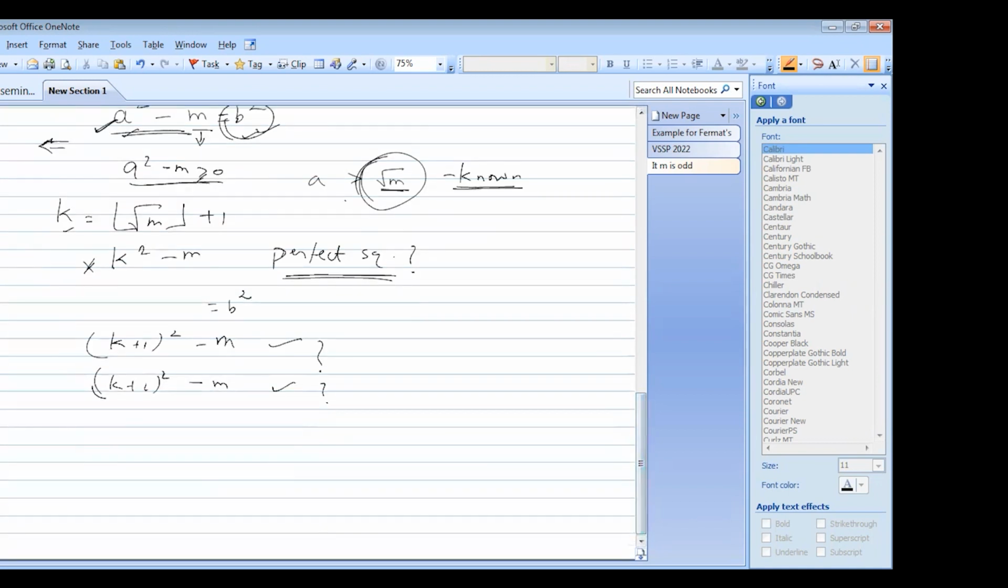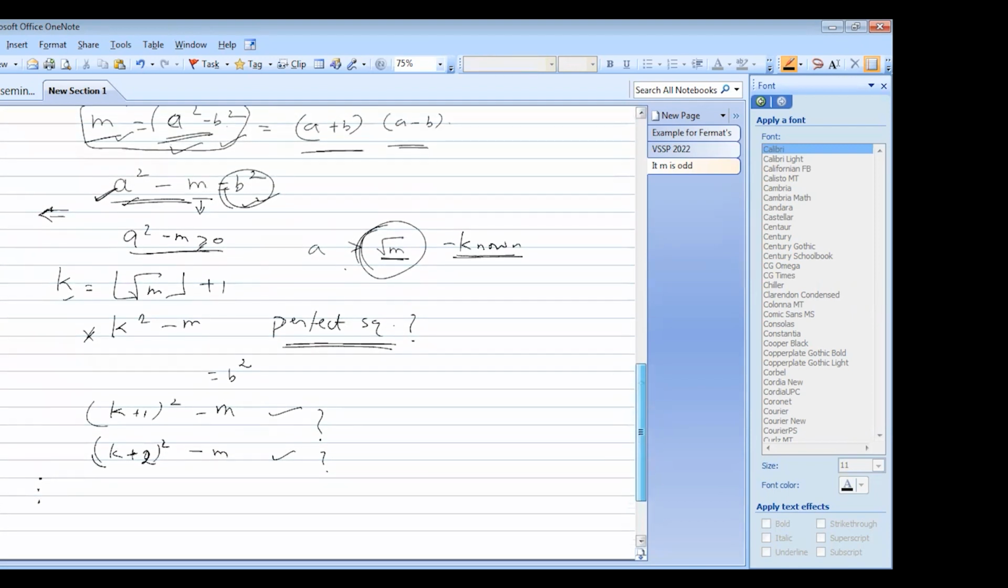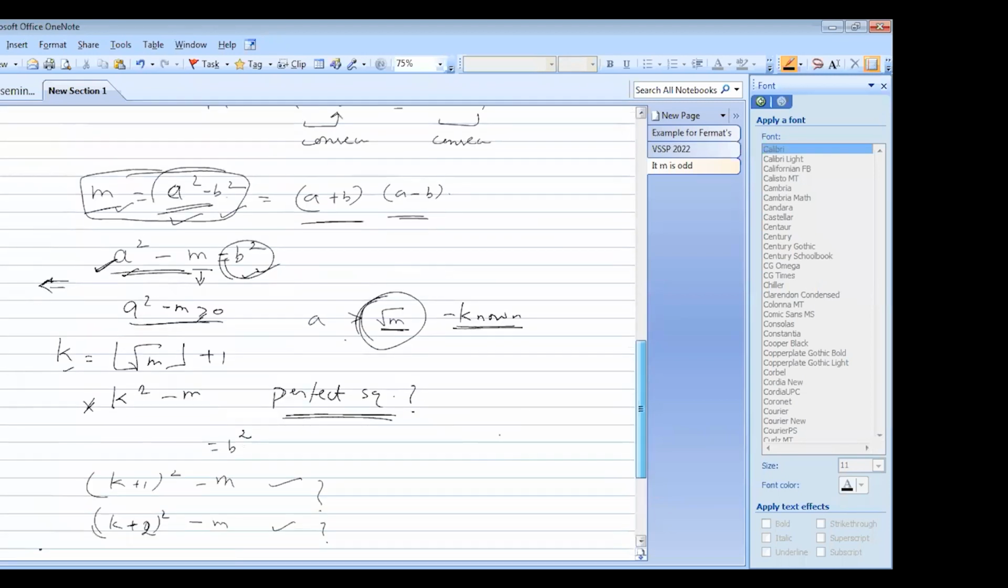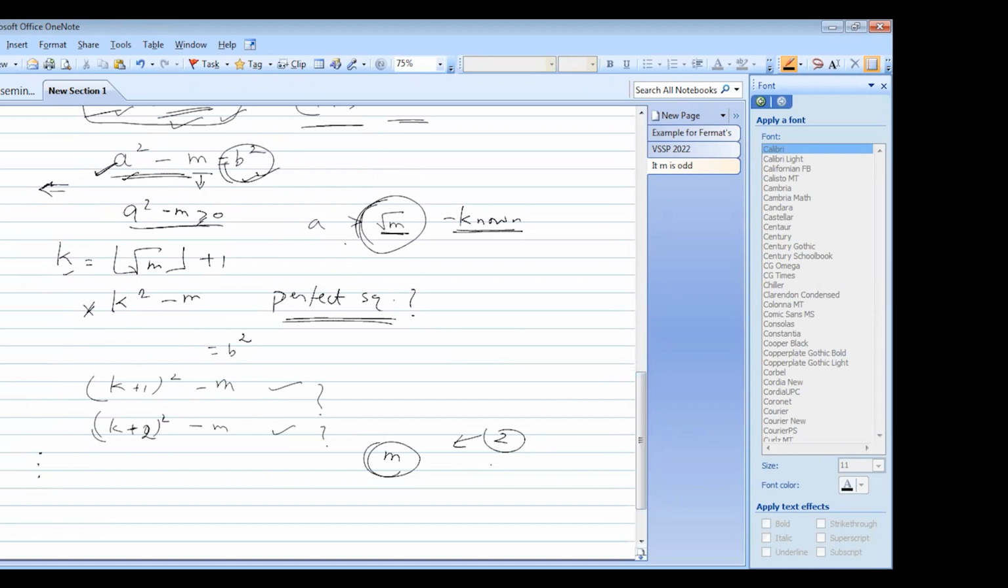What is the guarantee that this process will end? We have already one representation, so we are assuming one thing. If I have any number m, we can extract all the factors of 2 from it. That's why we are considering m only as an odd integer. If m is an odd integer, then m is nothing but ((m plus 1) by 2) whole square minus ((m minus 1) by 2) whole square.